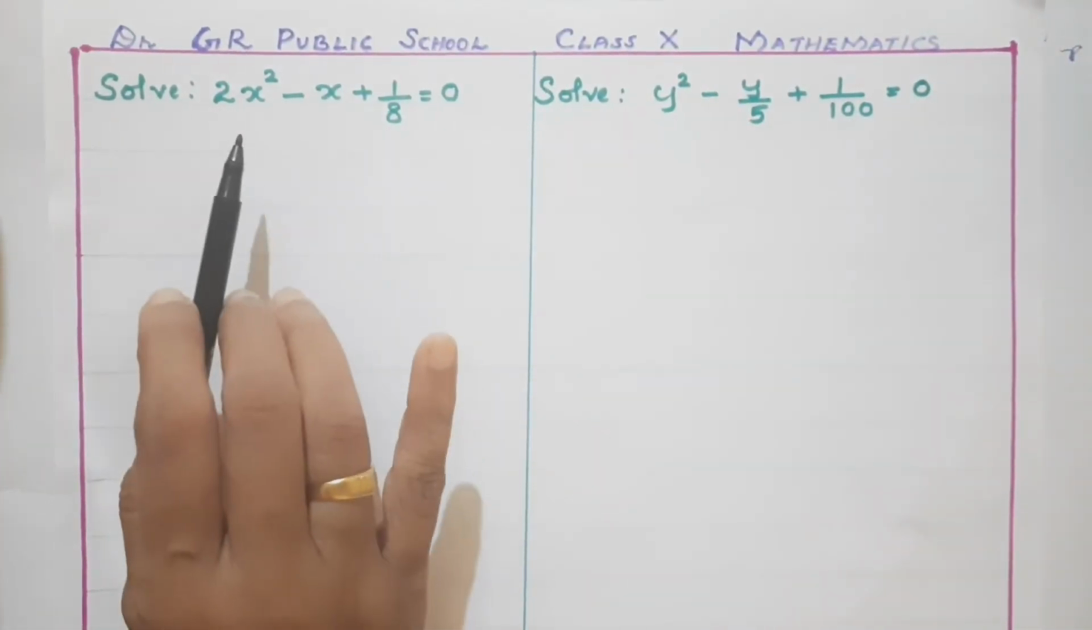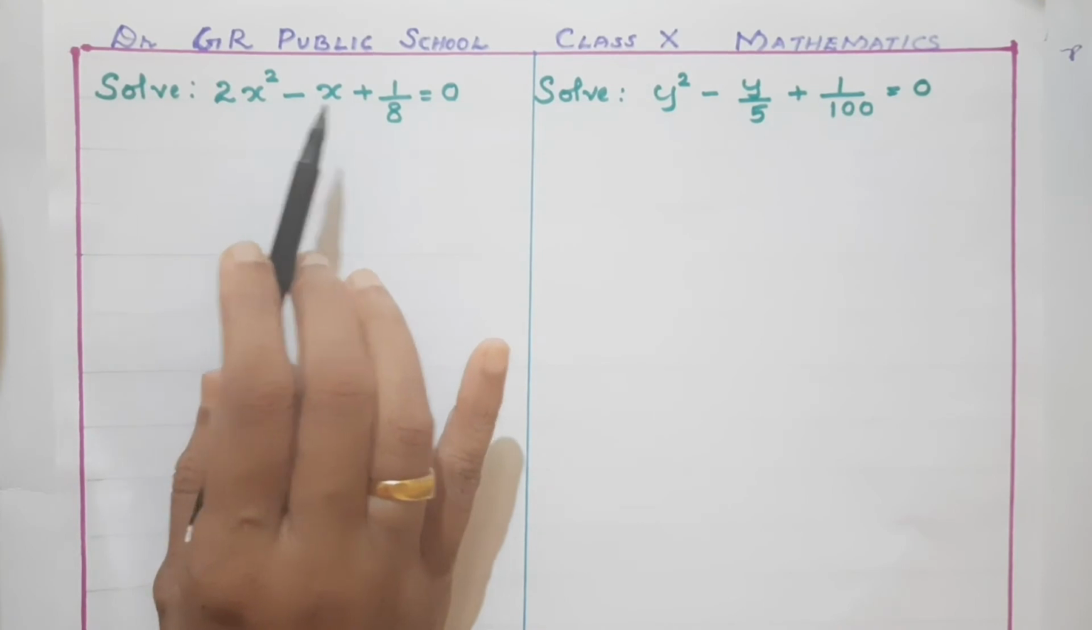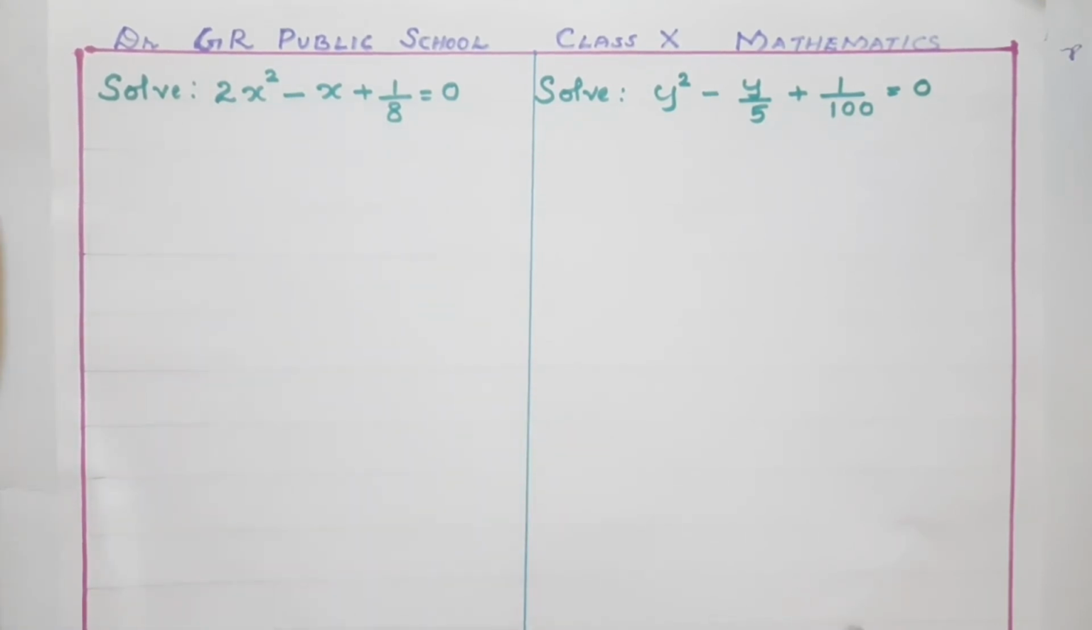This is the next question. 2x square minus x plus 1 by 8 equal to 0. Okay, when I explained the last question, I said you have to choose the easiest method always. The question is to solve by factorization. So you can apply any identity for doing the factorization.